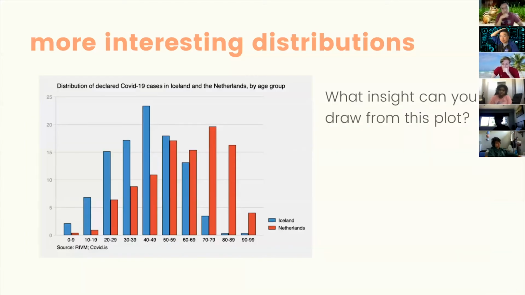Okay, all right. This is the distribution of declared COVID-19 cases in Iceland and Netherlands by age group. What conclusions can you draw when you're looking at this plot? You see the Netherlands, skewed to the right-hand side, which are elder group, right? So in terms of proportions, right, you have more cases in Netherlands that are for people above 59, right? Relative terms than people in Iceland.